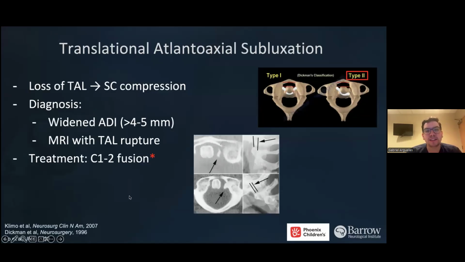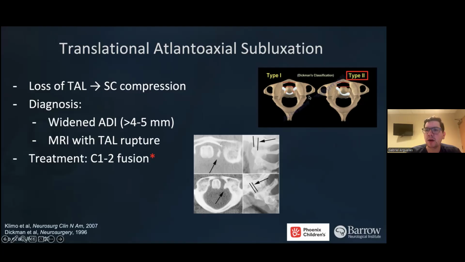All right, here's the next big injury pattern we see. These are all rare, but they're different ways that children can present with craniovertebral junction injuries. So translational atlantoaxial or C1-2 subluxation. If there's significant subluxation, it's going to mean that there's a rupture or loss of the transverse ligament, termed the TAL here, which can lead to spinal cord compression because, as we talked about, that keeps the dens in place. And if that's not there, the dens might impinge on the spinal cord or the brainstem.